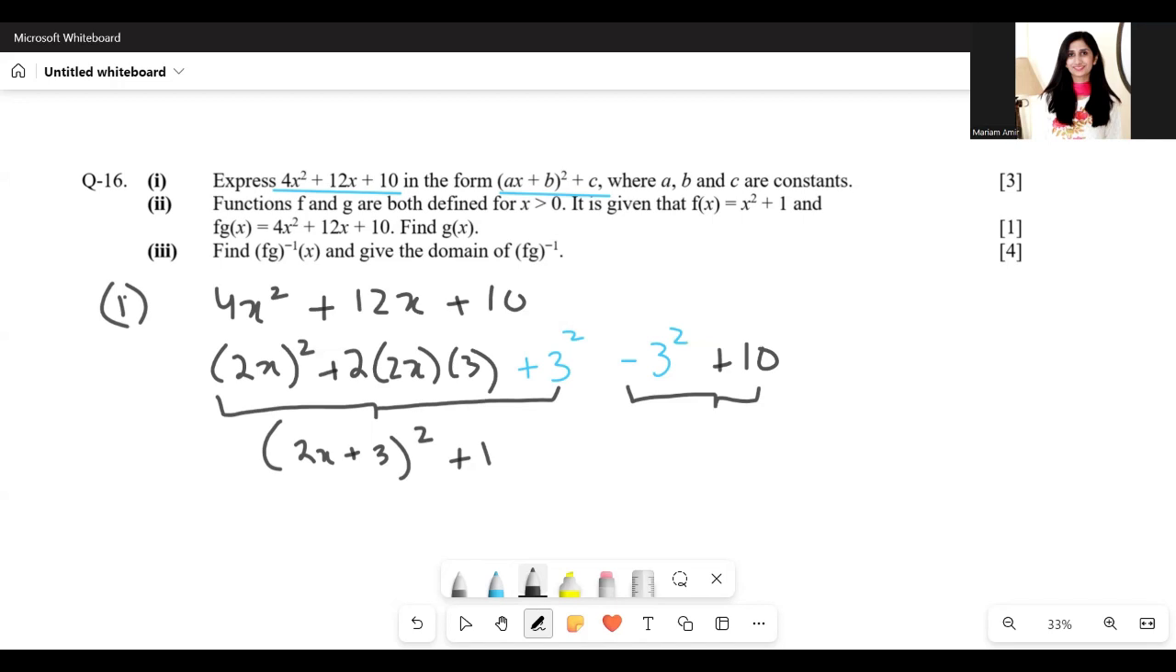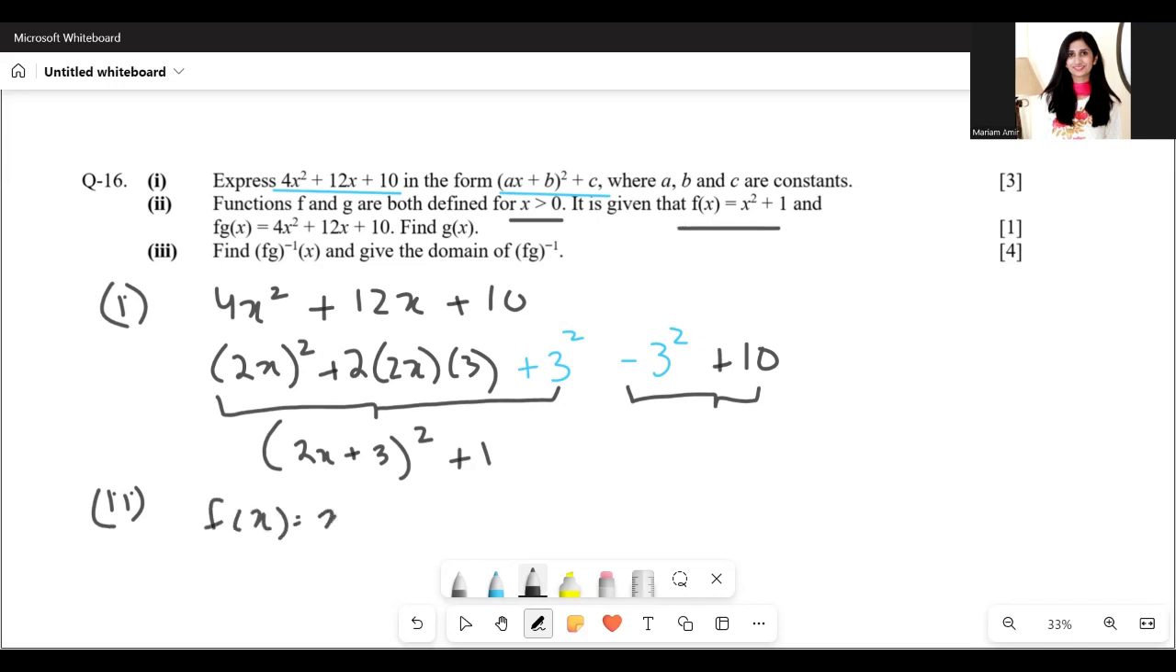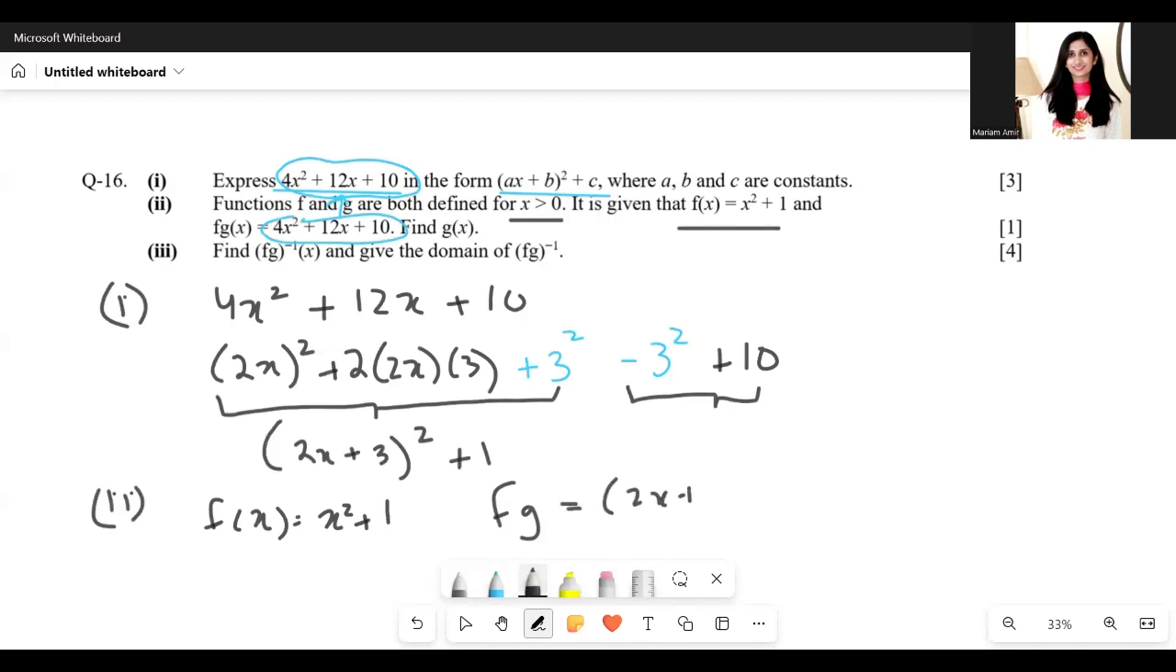Okay. Part 2 is: functions f and g are both defined for x greater than 0, and f(x) is equal to x squared plus 1. And fg is equal to the same thing. So this is the same as what we changed into completed square form. So I'm going to write the completed square form instead: (2x plus 3) whole squared plus 1.